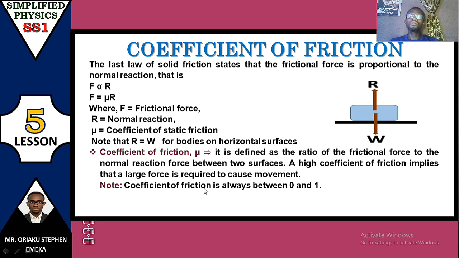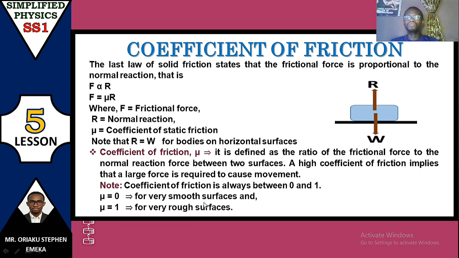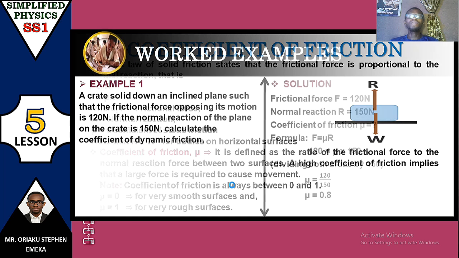Now you should also know that the coefficient of friction is always between 0 and 1. It cannot be more than that. Mu is equal to 0 for a very smooth surface, and mu is equal to 1 for a very rough surface. So let's go to a worked example.